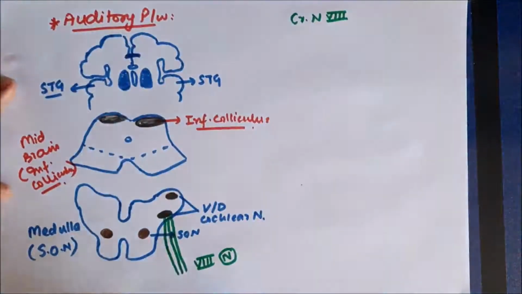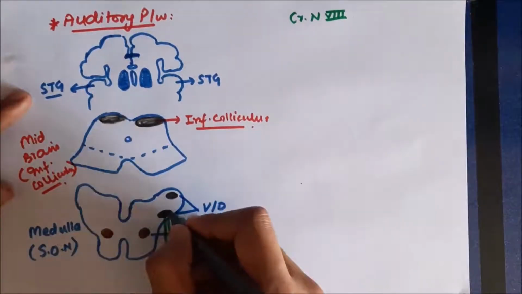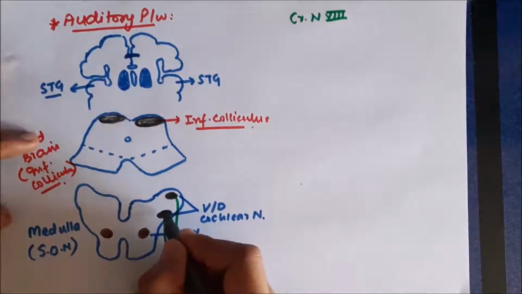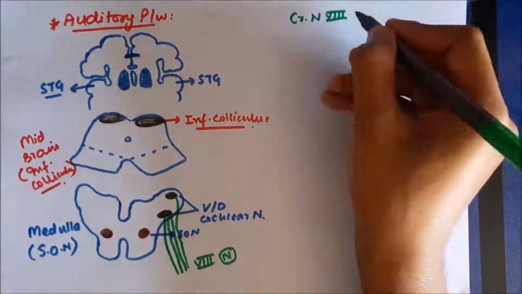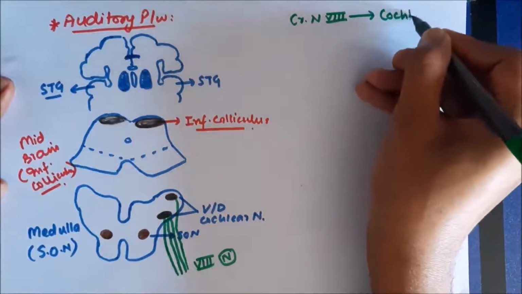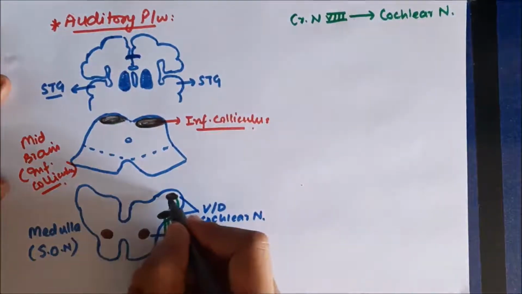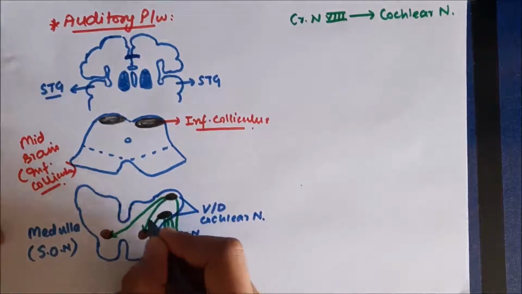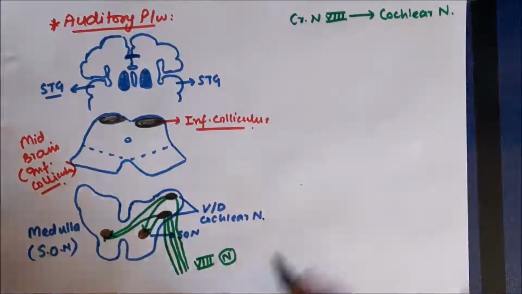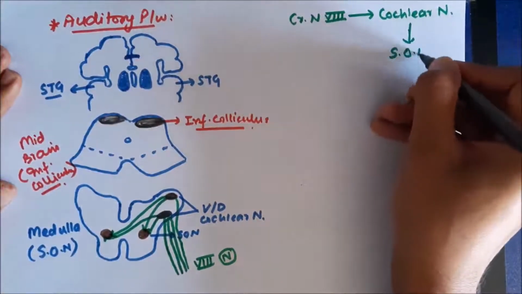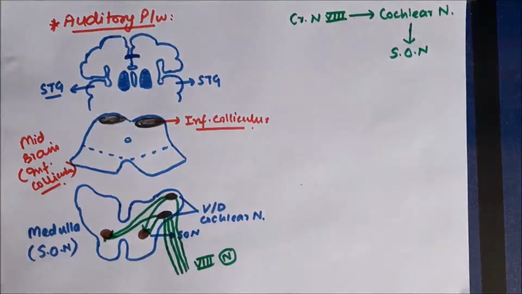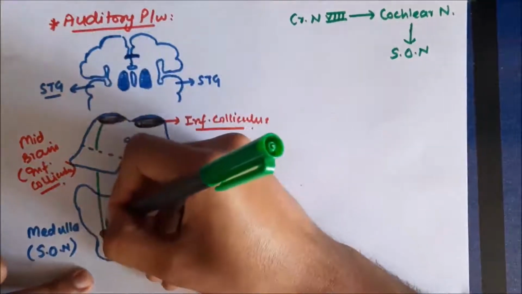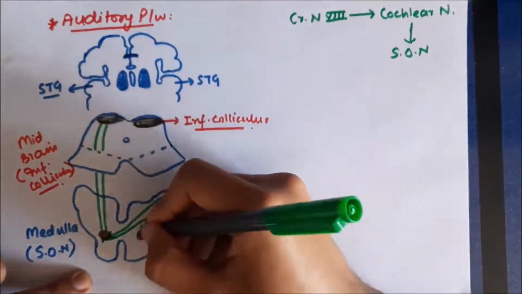This is the 8th cranial nerve. From 8th cranial nerve, some fibers go to the dorsal and some go to the ventral cochlear nuclei. So both the cochlear nuclei are involved, and from the cochlear nuclei, fibers go to the superior olivary nucleus, and there is crossing of fibers. They can go to superior olivary nucleus of other side or of the same side. From superior olivary nucleus, fibers go to the midbrain, that is inferior colliculus, and the ascending path they follow is called as the lateral lemniscus.